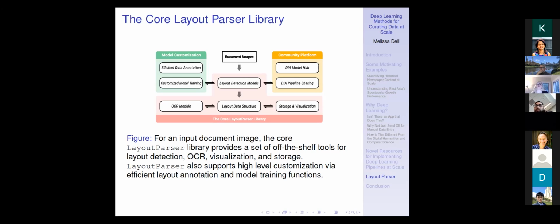Or, your documents may be different from the documents that we have pre-trained models for. And so you'll need to do some efficient data annotation using the tools that this provides, and some customized model training. But that will also give you the document structures. Then you can OCR those. And finally, there's also tools for being able to store that data in a way that's efficient and visualize the output.